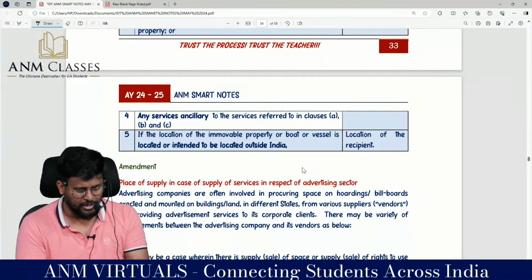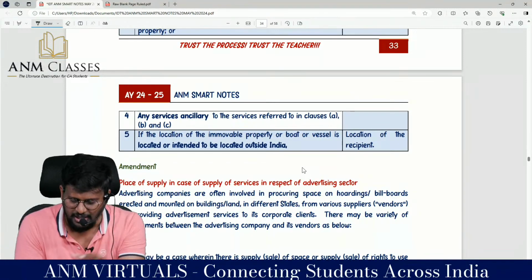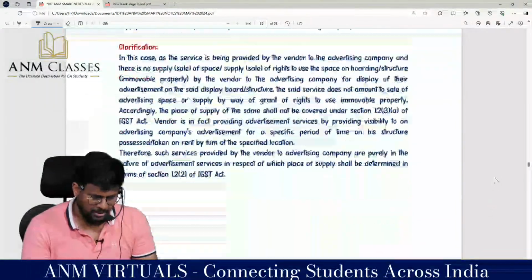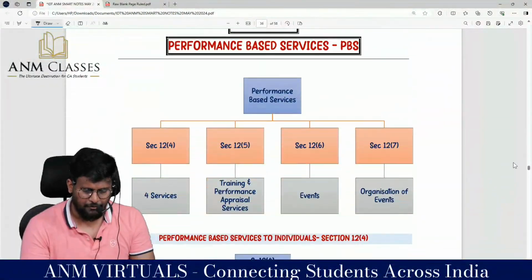Place of supply is not the location of the immovable property. Place of supply is the location of the... Appreciate. Are you all really with me? Yes, sir. I'm moving to the performance based services.